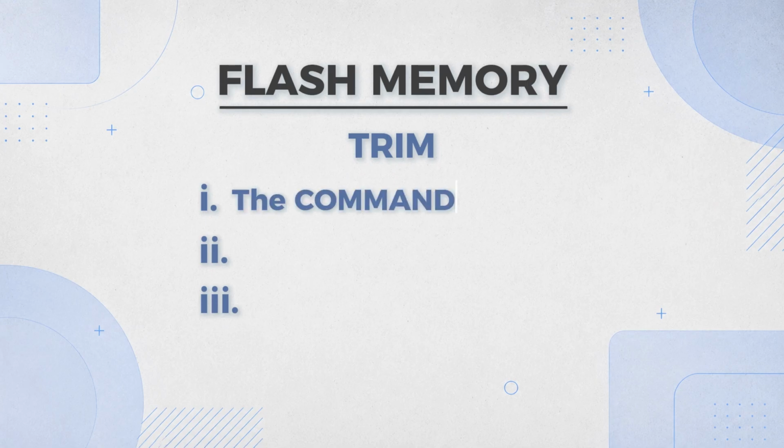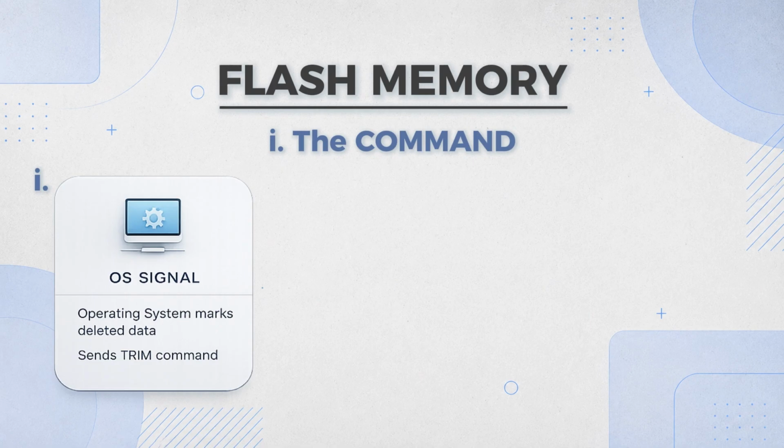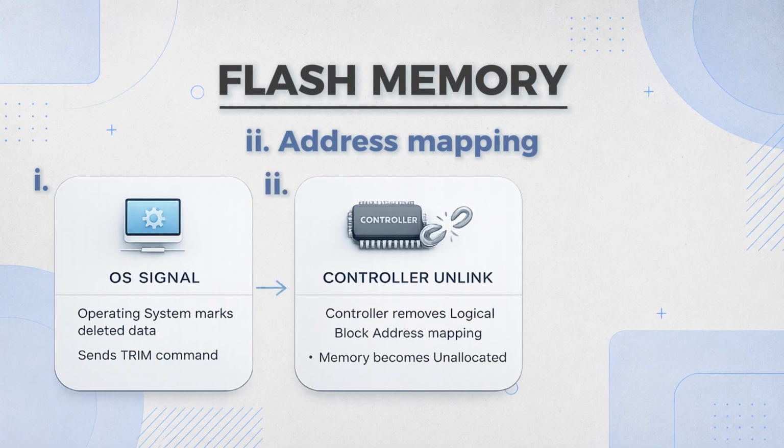The trim command. When you delete a photo or an app on your phone, the operating system sends a trim signal to the flash memory controller. This signal simply says, these memory addresses no longer contain useful data. Step 2. Instant address mapping. The flash memory controller unlinks those physical addresses, so if anything tries to read the deleted sectors, the controller instantly returns zeros. Step 3.